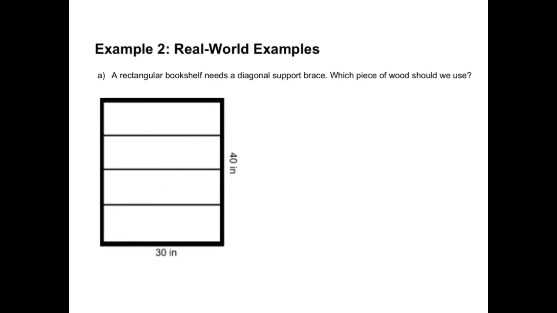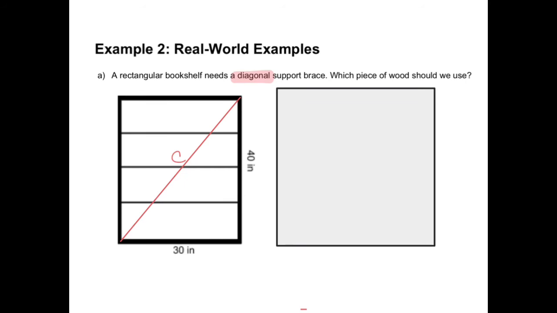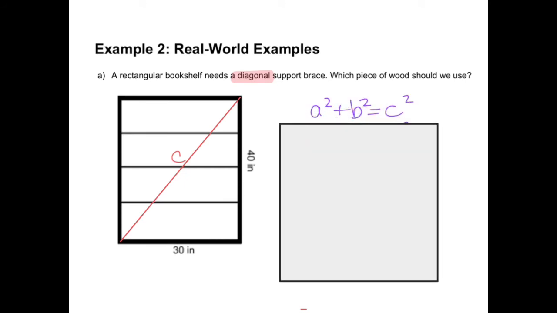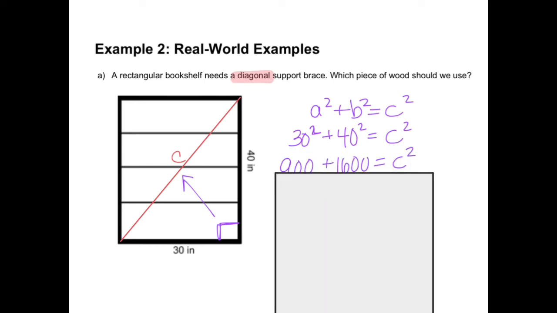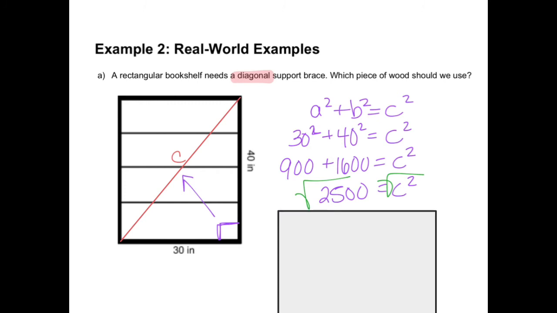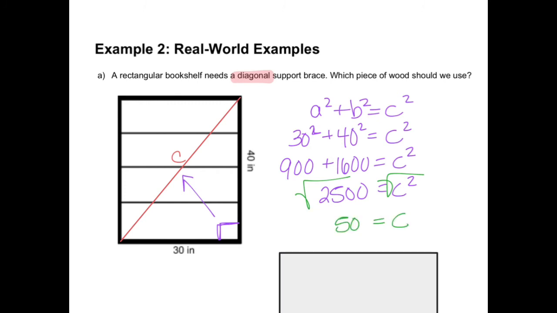Since it is a diagonal support brace that we need, we're going to use the Pythagorean theorem to find the length of the piece of wood. So C is the part that we are missing because that is the diagonal. It is opposite the right angle that is created with the bookshelf. Again, it doesn't matter whether it's 30 squared plus 40 squared or 40 squared plus 30 squared, it doesn't matter which one you put into A or B. We simplify that to get 900 plus 1600, which is 2500. That does need to be square rooted, in which case you get 50. So the piece of wood would need to be 50 inches long.